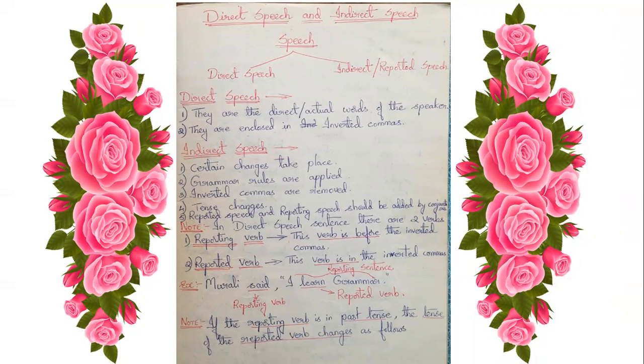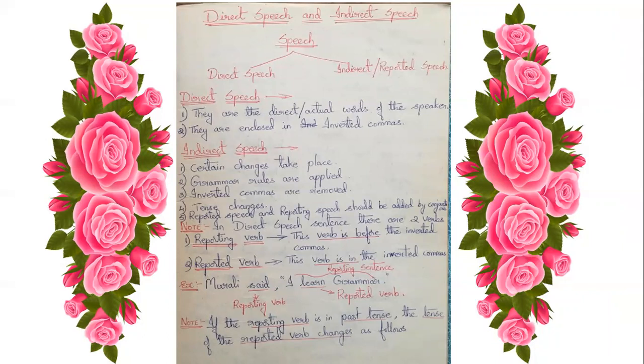Let us make it more clear by looking at an example. Murali said, "I learn grammar." See, this 'said' is the verb and it is before the inverted commas, so it is known as the reporting verb. 'Learn' is the other verb, which is in the quotation, and this verb is known as the reported verb.